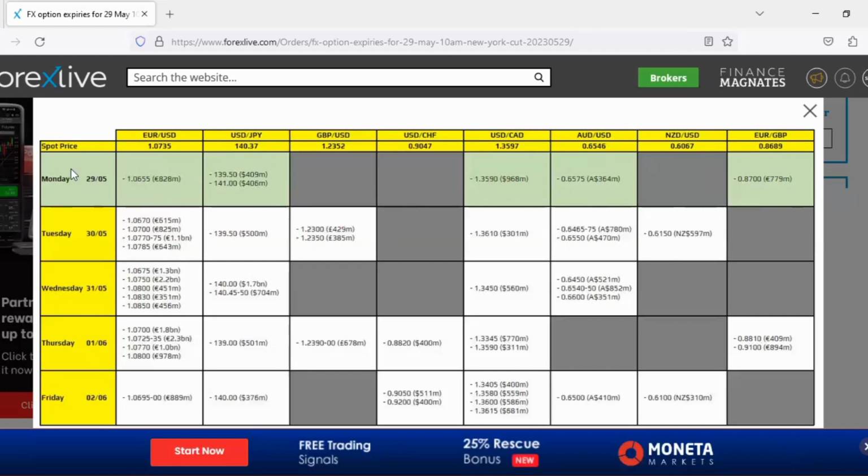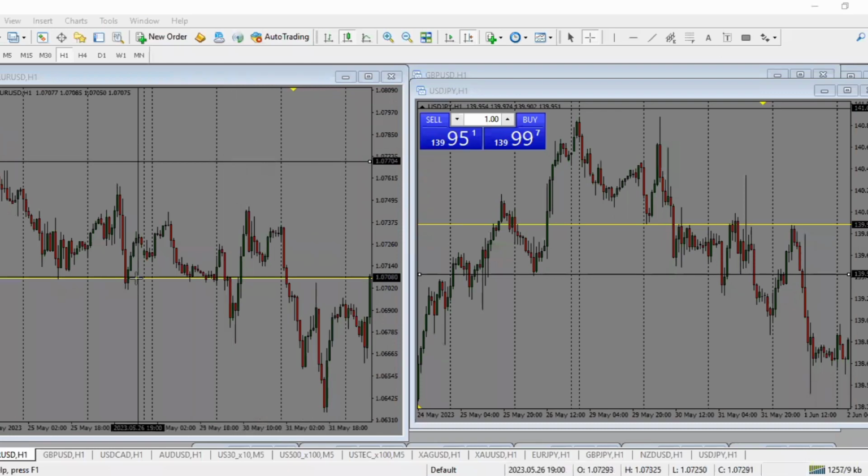Now, on Monday we have this order here, 1.0655. Let's go to the chart and work on that. On Monday you can see the price going all the way up into this order block. There's also a mini order block here. So we have two good order blocks, an order block inside an order block, and the price went into this particular order block.